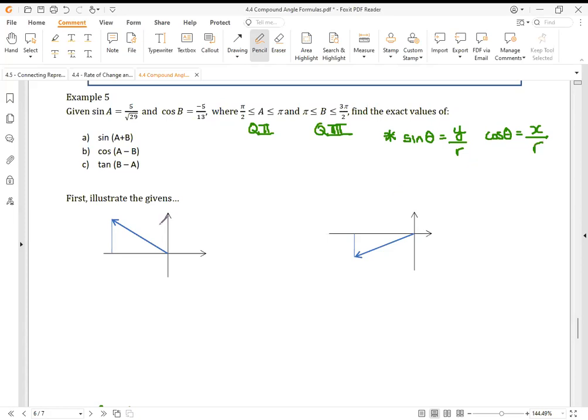So, if this is sine A in quadrant 2, what is y? Y is positive 5.